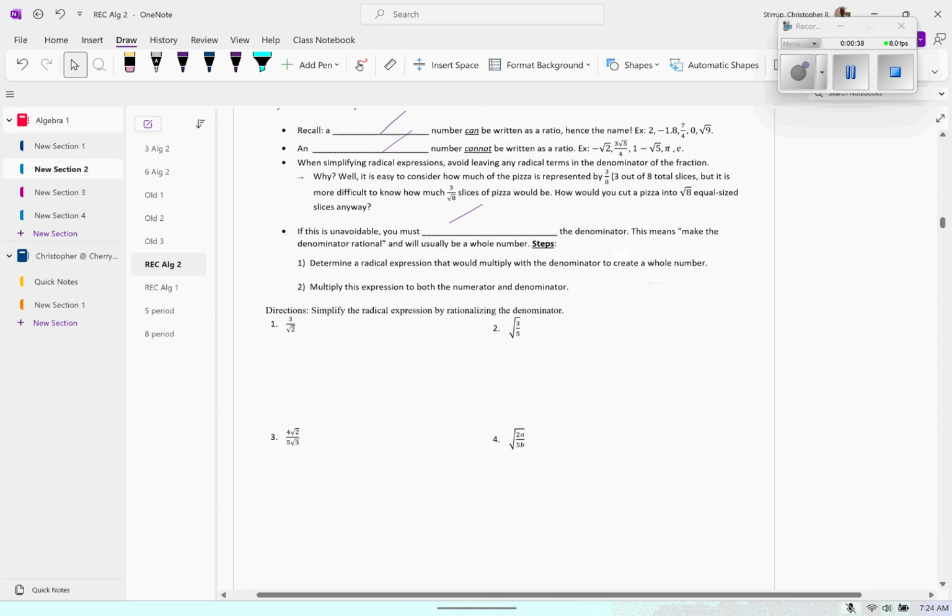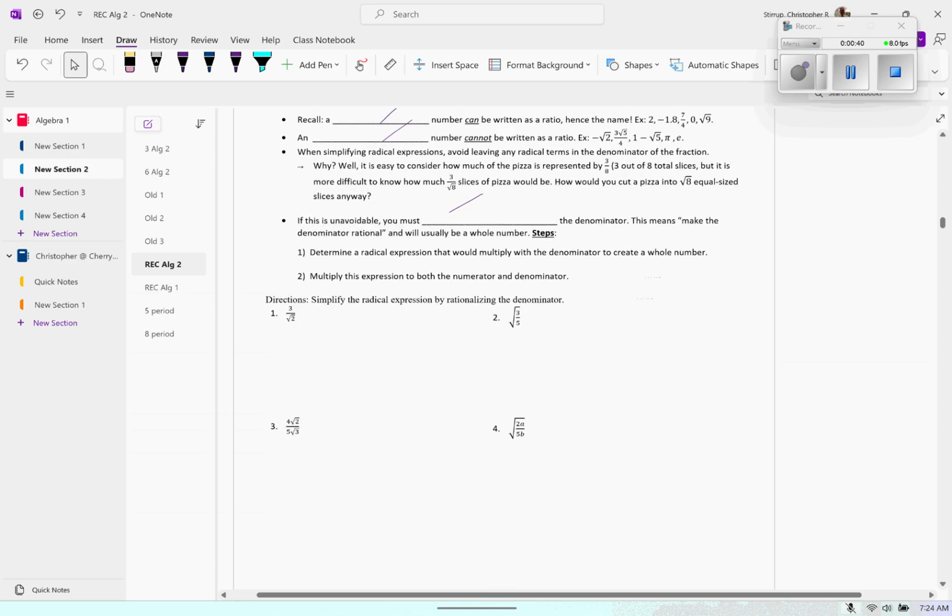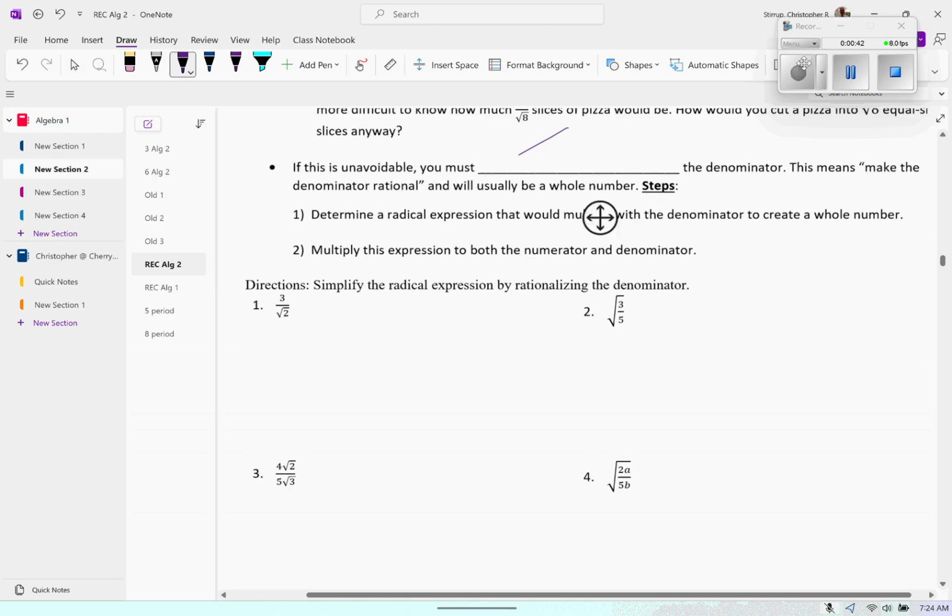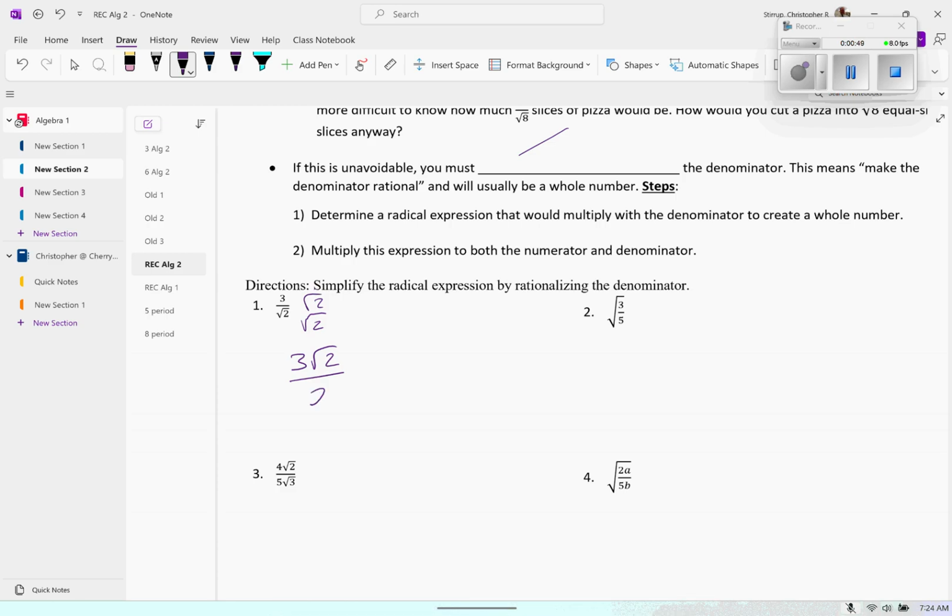So again, we're going to start talking about rationalizing the denominators. So for this first problem, I'm going to multiply both top and bottom by root 2 and root 2. So 3 times root 2 is 3 root 2. Root 2 times root 2 is root 4, so that's 2. Check outside, see if you can reduce. You can't. That's done. This one, I'm going to multiply top and bottom by root 5, root 5.